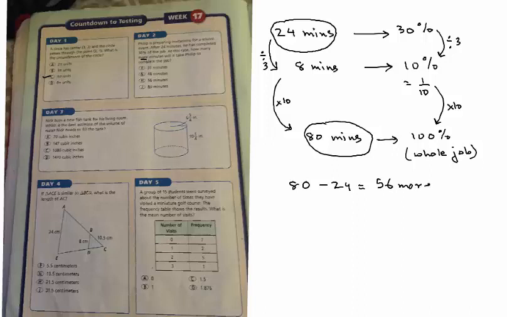But we are not done. Like I said, underline the more minutes. It takes him 80 minutes to complete the entire job. He has already completed 30% in 24 minutes, and therefore it's going to take him 80 minutes minus 24 minutes, which is 56 minutes. 56 more minutes, I should be saying. 56 more minutes to complete the job, and that's obviously option H.